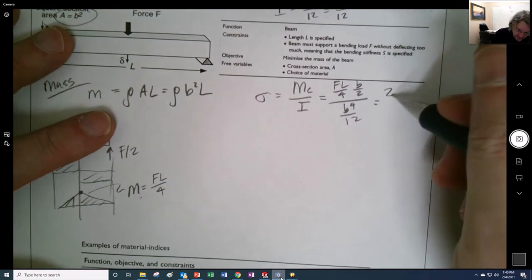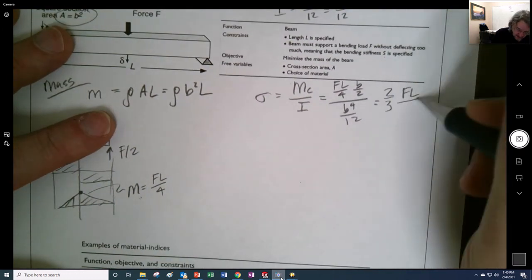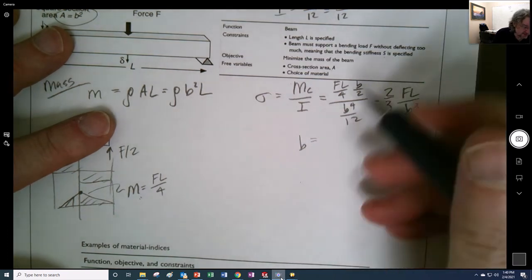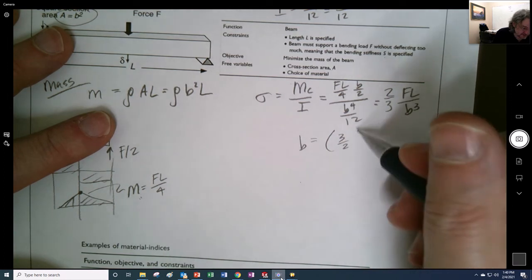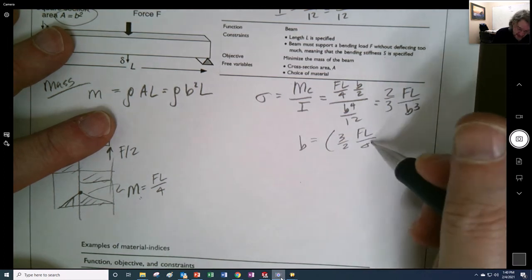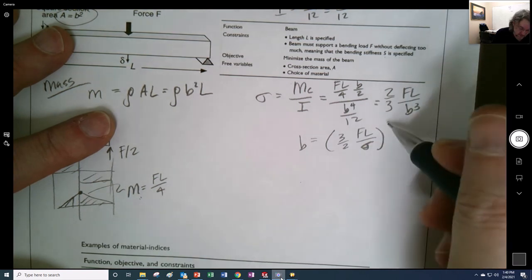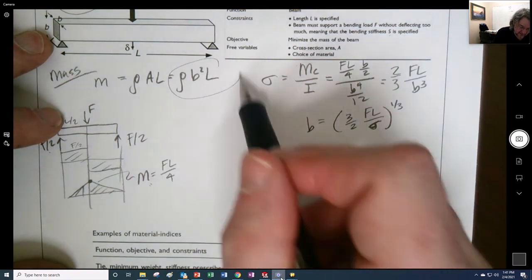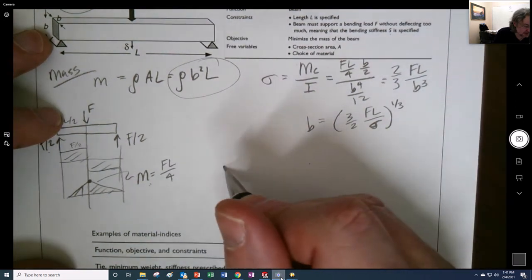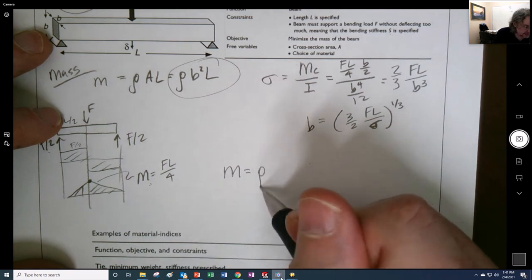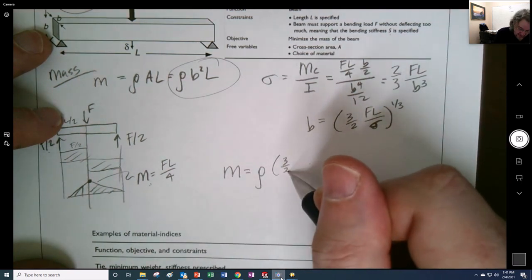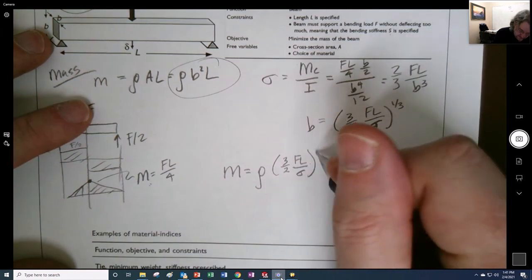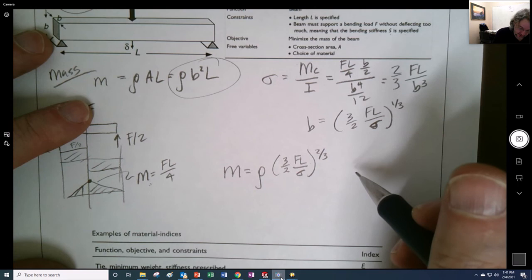And what we find, we get 2/3 FL over B cubed, so that B is equal to 3/2 FL over stress to the 1/3. So we could place that back up into here and write out that the mass is density times 3/2 FL over stress to the 2/3 right there, right?